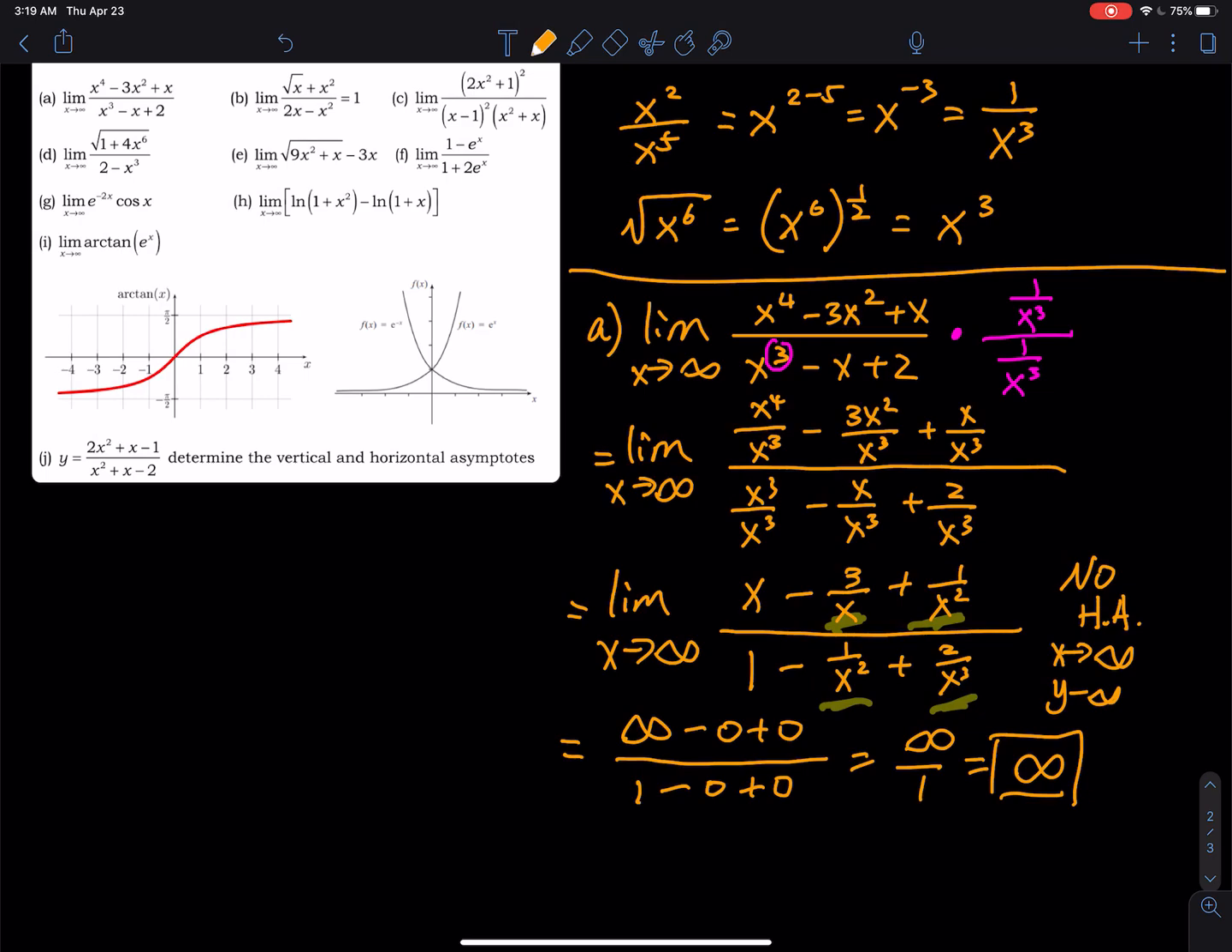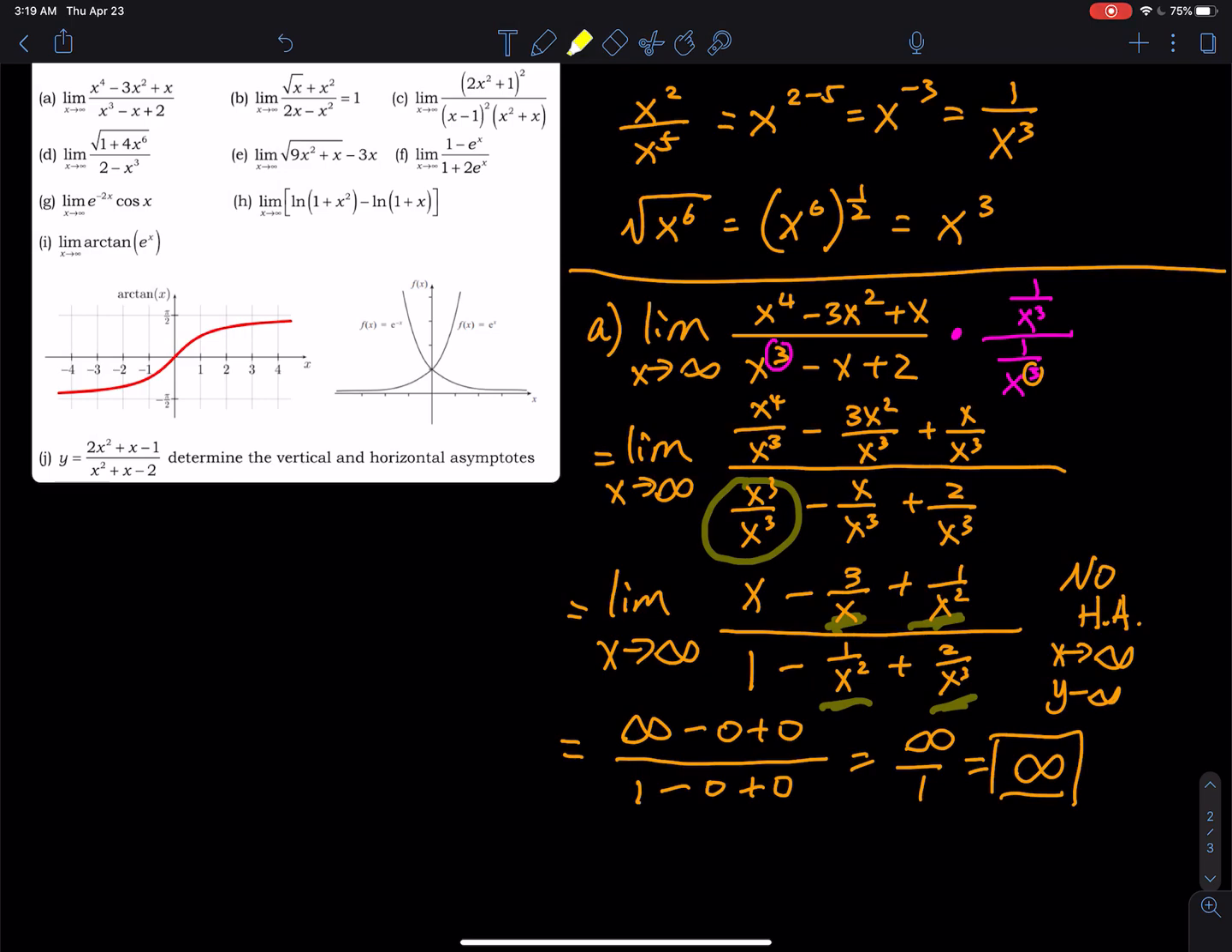Let me go back to this problem again. Why do we need to divide every single term by x to the third? Not x to the fourth, not x to the 1,000. Because when we have x to the third divided by itself, this is the thing that I truly want in the whole process.